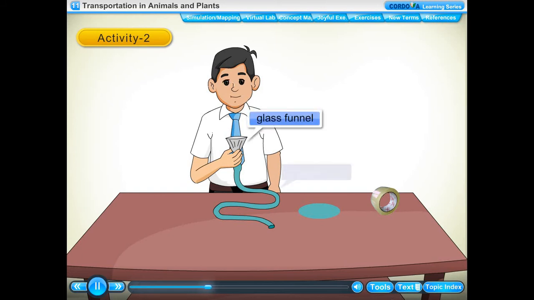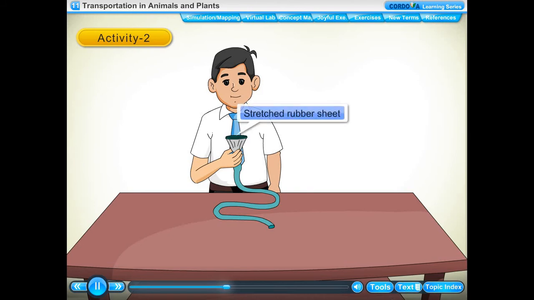Method: We take a small funnel of 6 to 7 cm in diameter. Fix a 50 cm long rubber tube tightly on the stem, the narrow end of the funnel. Stretch a rubber sheet or a balloon on the mouth of the funnel and fix it tightly with a rubber band and adhesive tape. The stethoscope is ready for use.